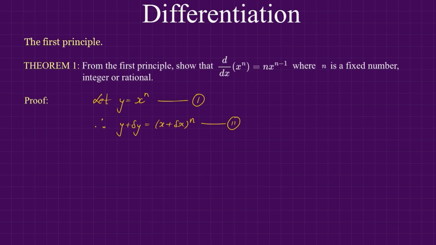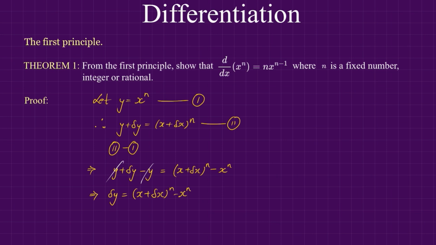Now let us subtract these two equations. Let me subtract equation 2 minus equation 1. On the left hand side, I will be subtracting this minus this, so it will be y plus delta y minus y equals, and on the right hand side, x plus delta x whole to the power n minus x to the power n. Here minus y plus y gets 0, so we will have delta y equals x plus delta x whole to the power n minus x to the power n.